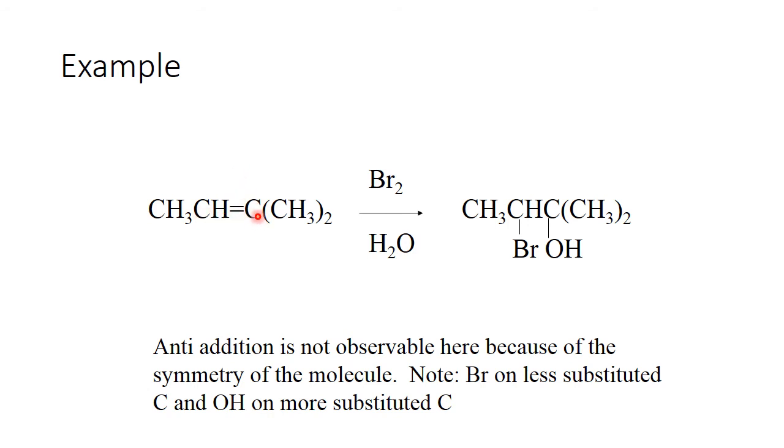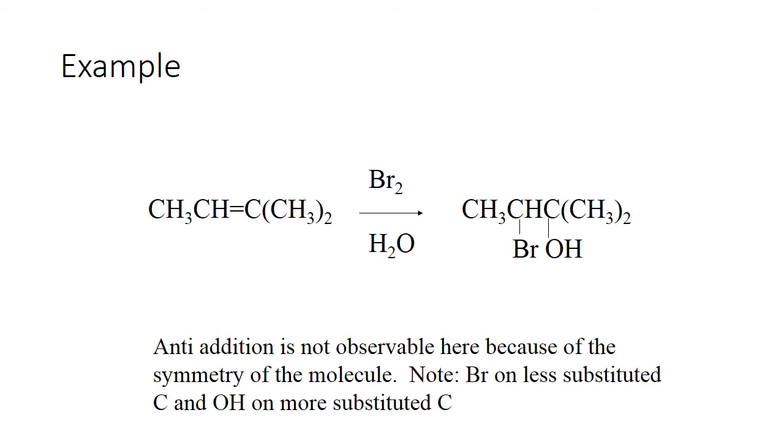Because this one is tertiary and this one is secondary, once you have, for ring opening purposes, the positive charge will end up here and then water will attack there. So what do you need to know from this? The key point is that with hydrohalogenation, the bromine ends up on the less substituted carbon and the hydroxyl group ends up on the more substituted carbon. And we say it is Markovnikov addition for the hydroxyl group.